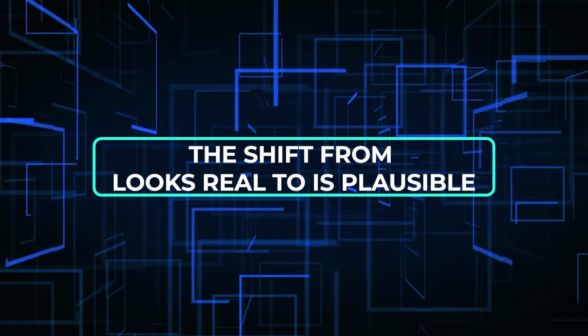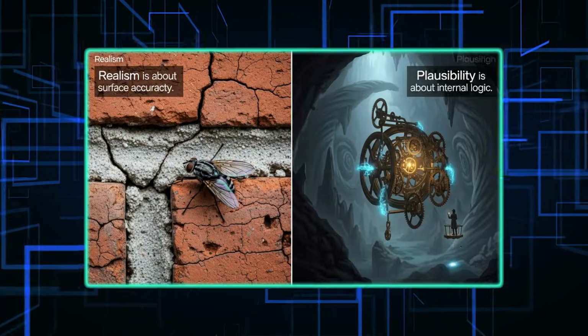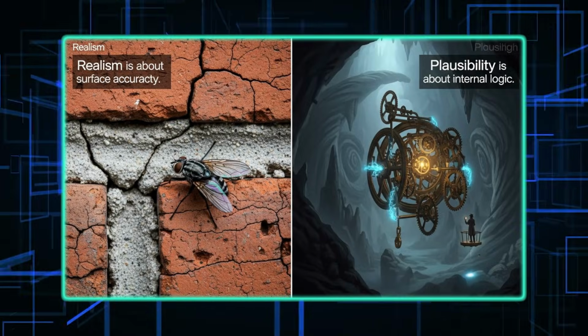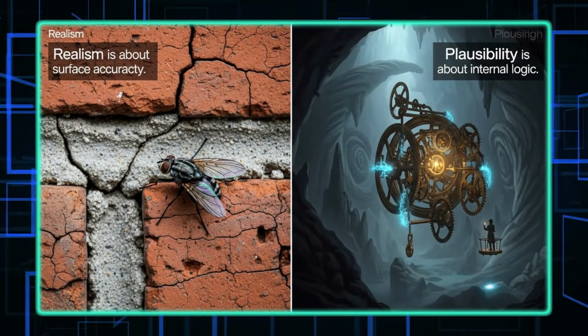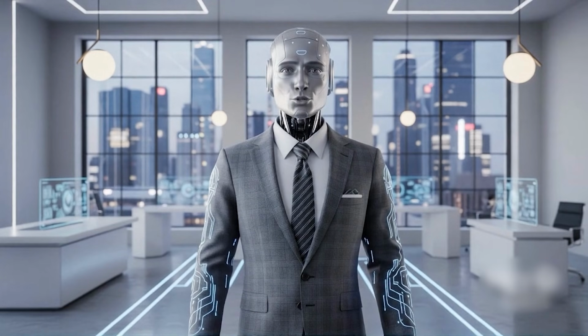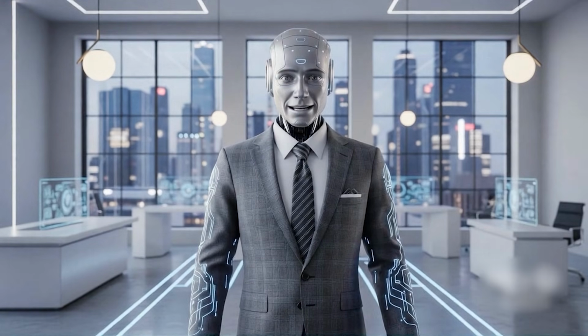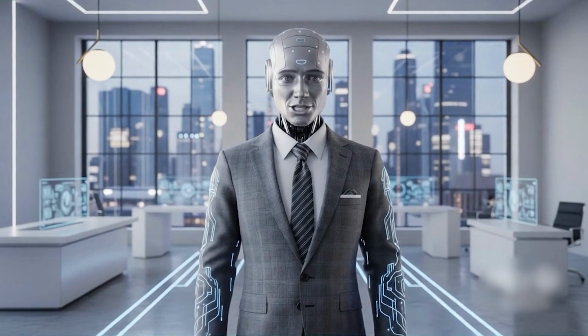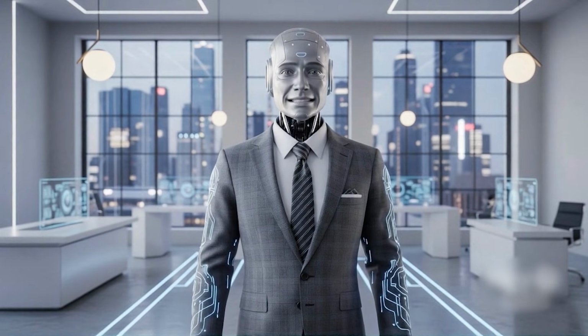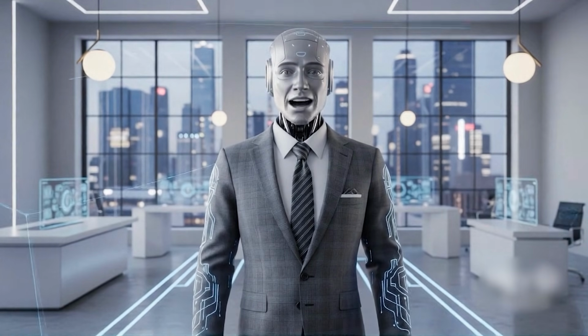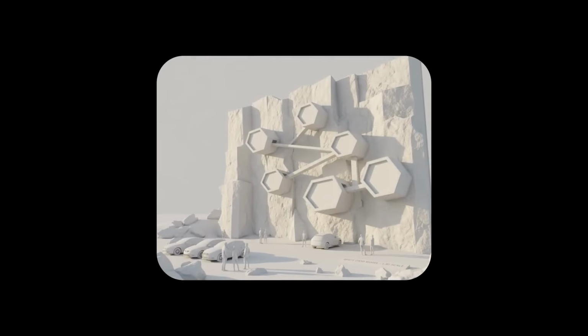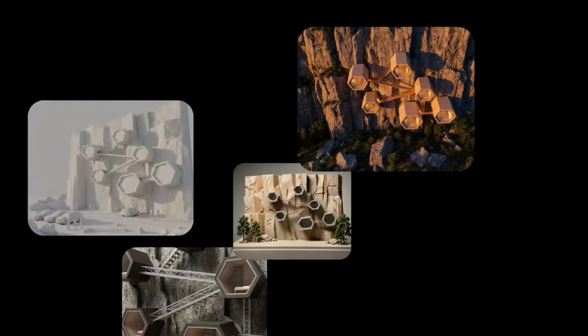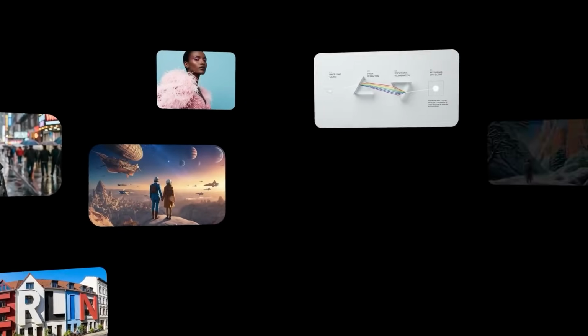The shift from looks real to is plausible. Realism is about surface accuracy. Plausibility is about internal logic. Nano Banana 2 Pro excels at plausibility. It doesn't create impossible reflections. It doesn't invent inconsistent geometry. It doesn't violate basic physical constraints. That means even imaginary scenes feel believable because they obey rules. That's intelligence showing up visually.